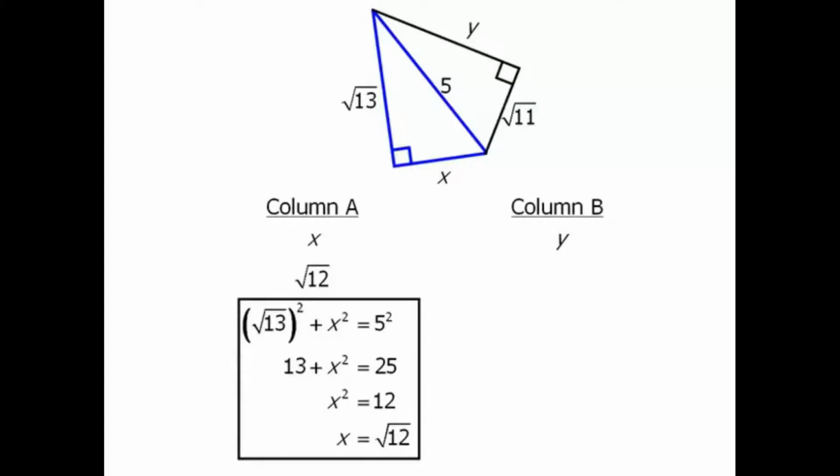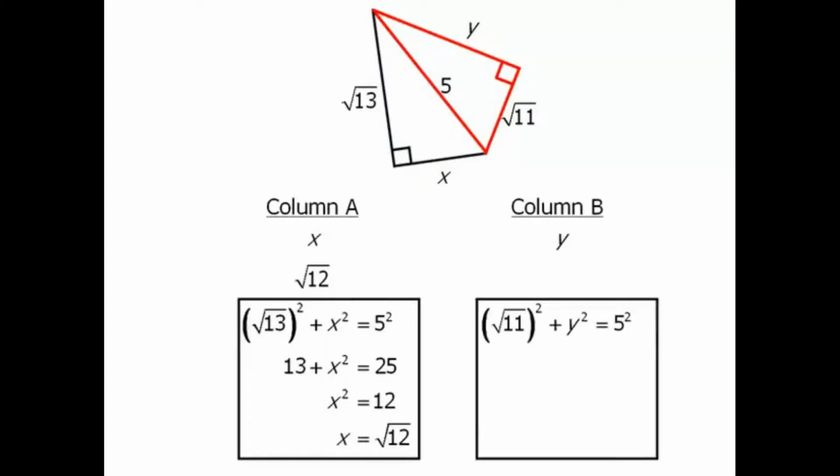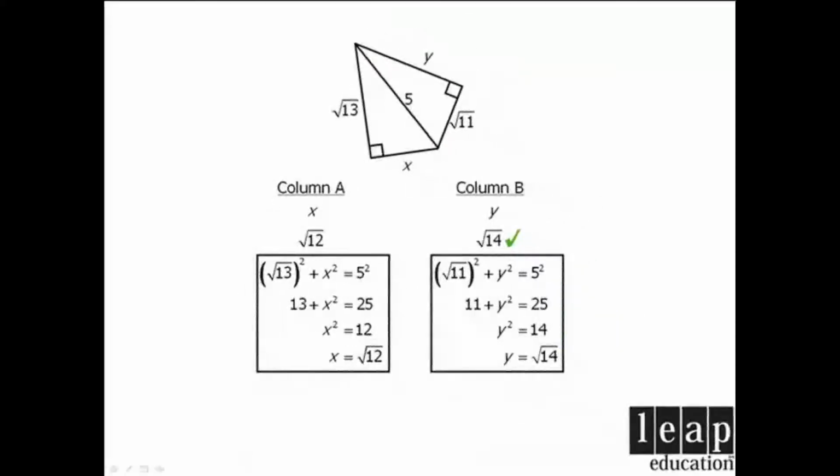Now let's move over to this triangle. Once again, this is a right triangle, so we can apply the Pythagorean theorem to get this equation. And here we can solve this for y, and we see that we get y equals root 14. So column B equals root 14. As you can see, column B is greater than column A, which means our answer is B.